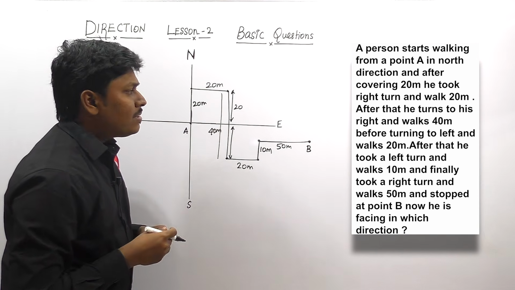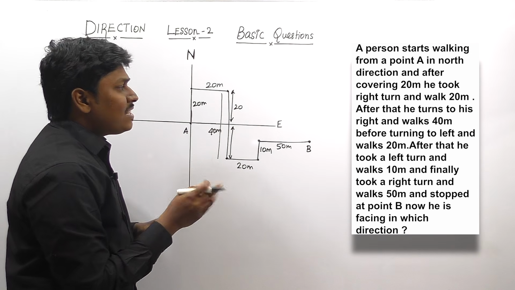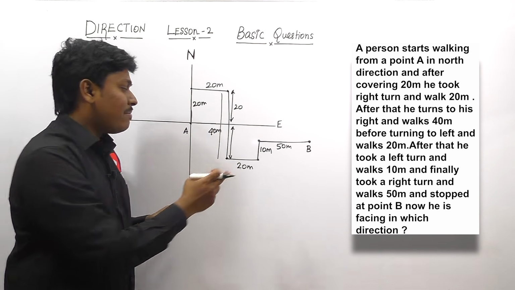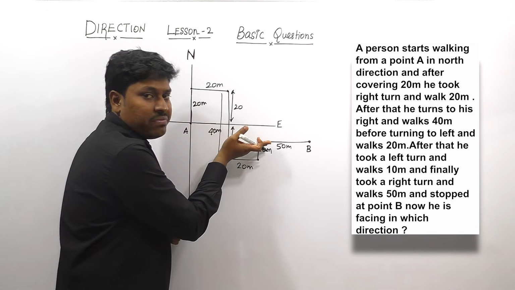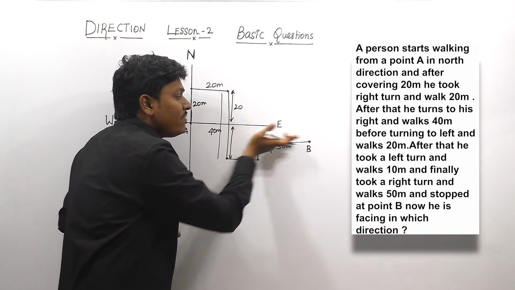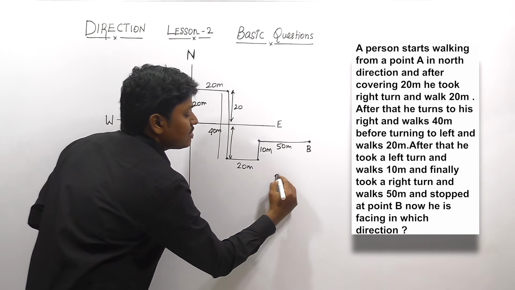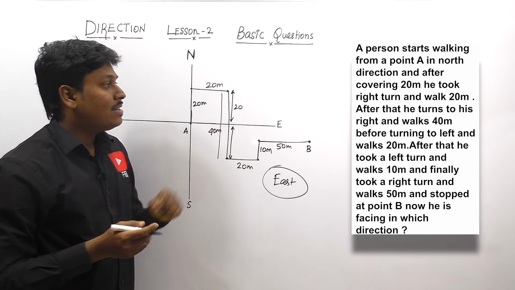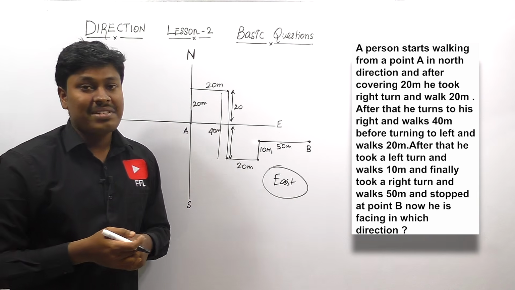Okay, friends, what is the question? Now, he is facing in which direction? So, friends, the question is, in which direction the person is facing? From here, he is taking right and covering 50 meters. So, definitely, he should be facing the east direction. So, the answer must be east. So, finally, he is facing in the direction that is east. So, finally, we got the answer east for question number 9.